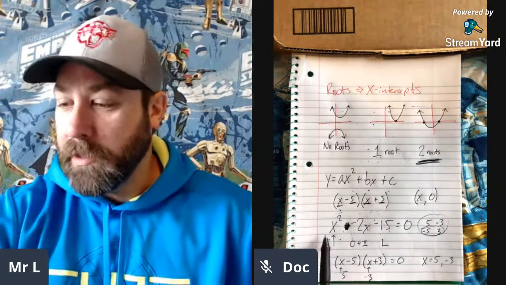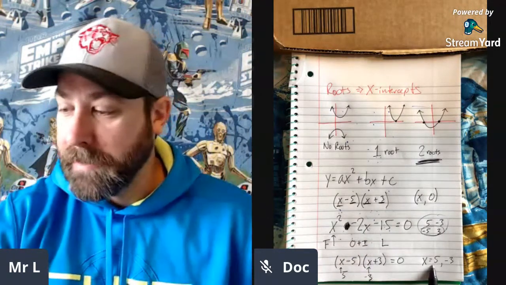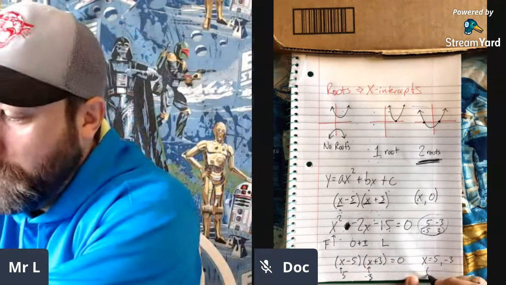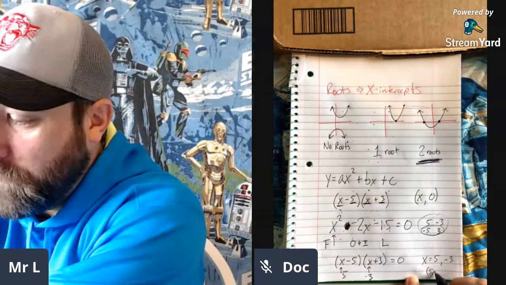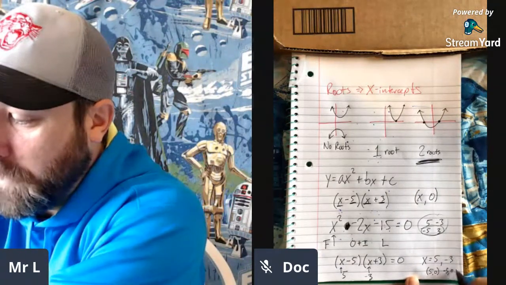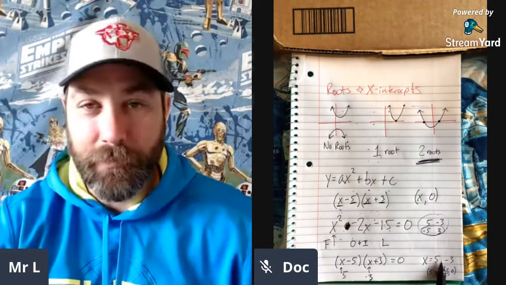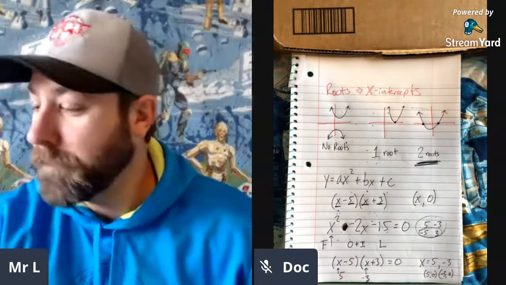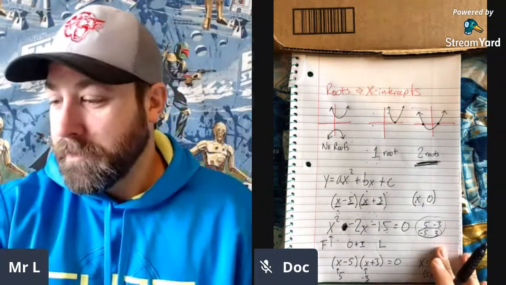Okay, so it's going to open upward. It's going to have a y-intercept at negative 15, x-intercepts at 5, 0, and negative 3, 0. And I should make that clear. This is not a point. It's 5, 0, and negative 3, 0. Those are your two x-intercepts. And if you recall, a parabola is symmetric. So the average of 5 and negative 3 is going to be your line of symmetry, and your vertex will be on that line at some point. But that's a side note.